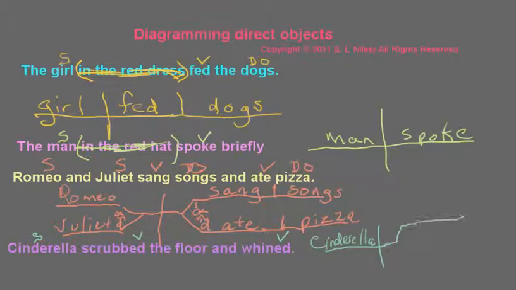Then I have to split my verb line, so I have two. She scrubbed. And she whined. An and goes right there. All right, let's take it one step farther. Cinderella scrubbed what? We get an answer. She scrubbed the floor. So we have a direct object here. And that's going to go right off here.